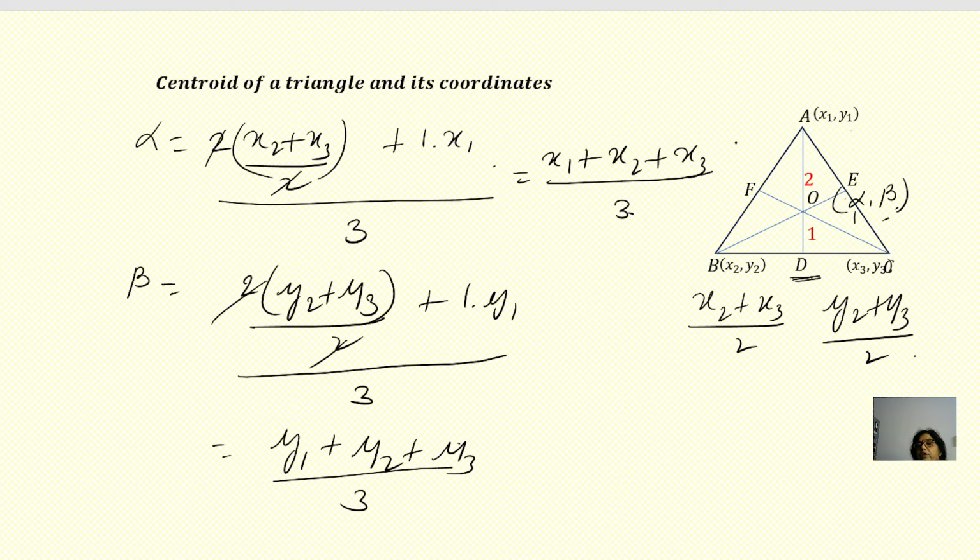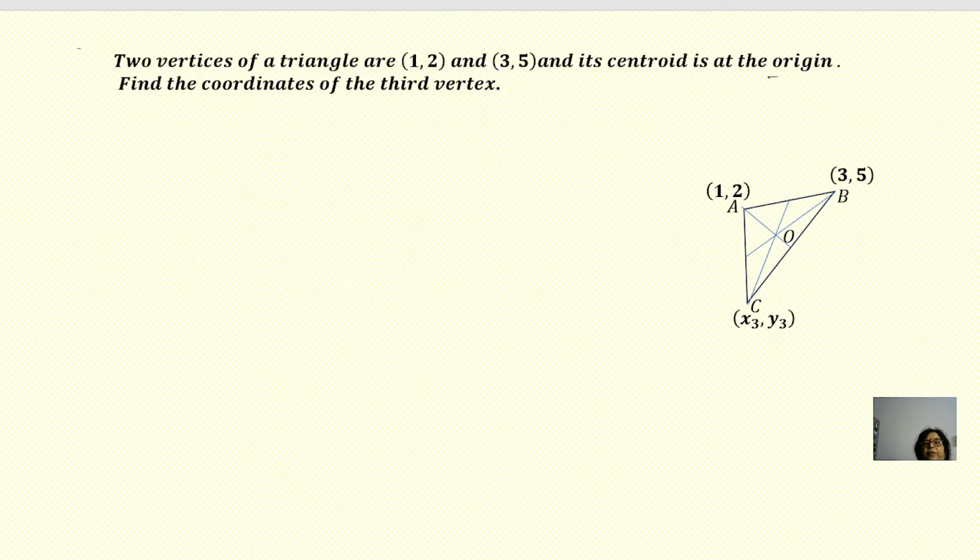So the coordinates of the centroid, with the help of the vertices, are given as the sum of the three x coordinates divided by 3, and the second coordinate beta is given as the sum of all the y coordinates divided by 3. So this is the simple formula for the coordinates of the centroid of the triangle. Now let's take the next question.